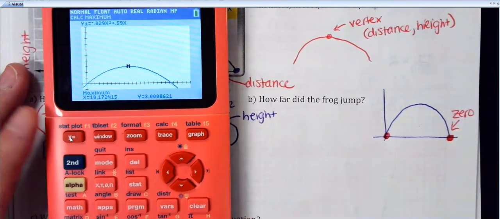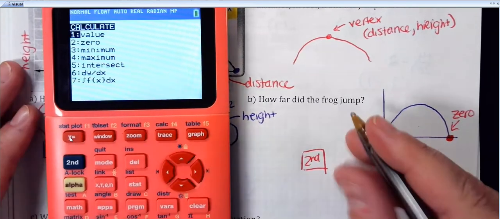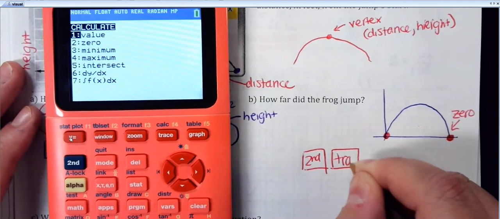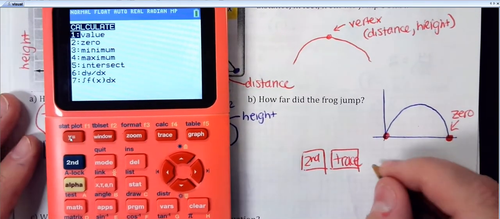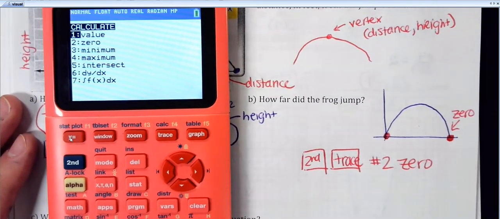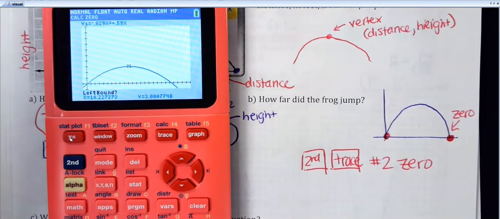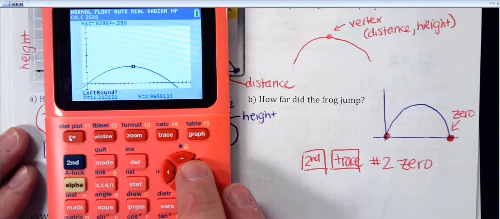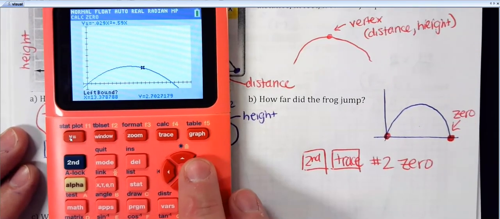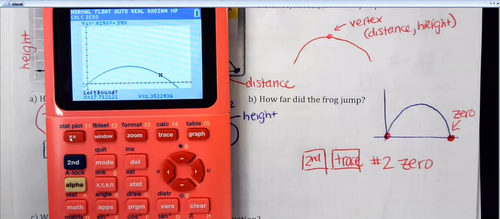I'm going to actually go back to that same menu. I'm going to hit second trace. And from this one, I want the 0. So number 2 says 0. So you can type the number 2 or you can arrow down to it and hit enter. All right, now, this is a little bit weird. When I'm on the left side, so I'm approaching the 0 from the left, right? I'm just getting a little closer to this. In this particular problem, the left side is just going to be above the x-axis. All right, so the left side just somewhere above the x-axis.